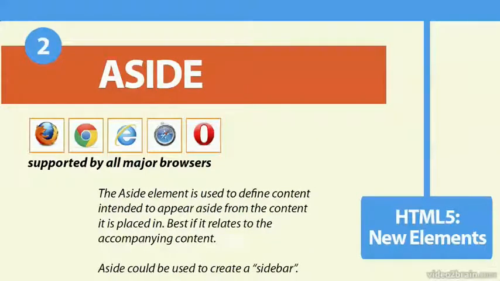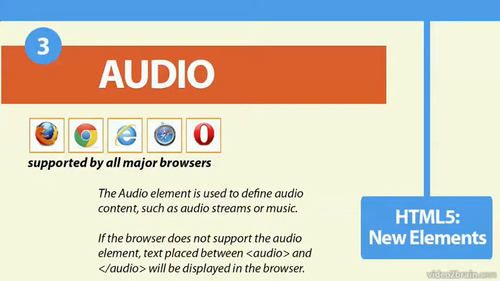The aside tag is one we'll actually be using in our blog project. It's supported by all the major browsers, and it's used to define content intended to stand on its own in a sidebar. The audio tag is also supported by all the major browsers, and it's used for audio content such as music or audio streams.